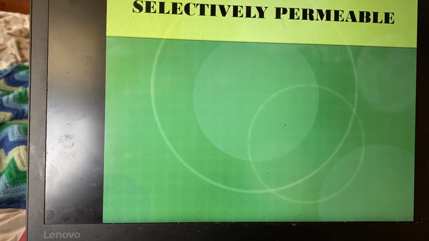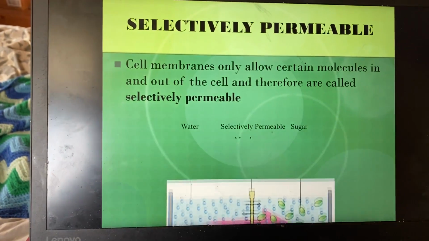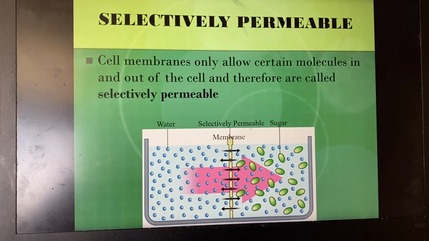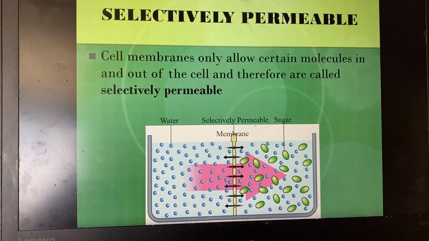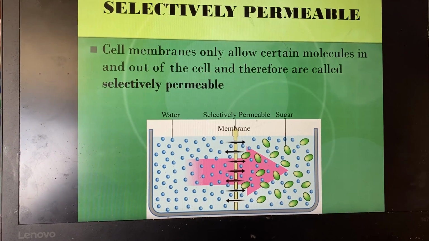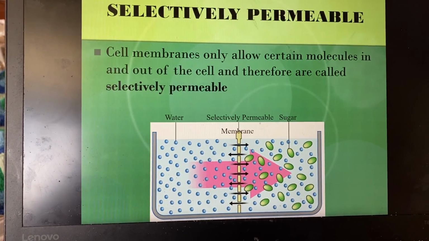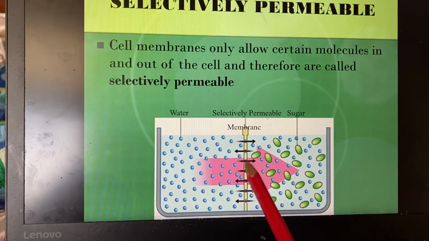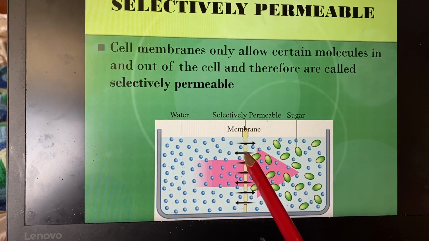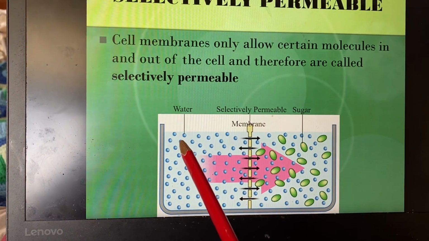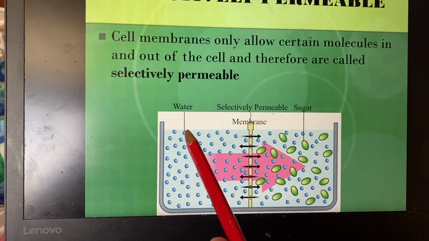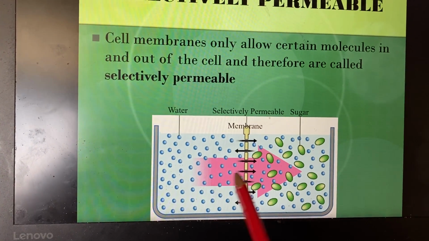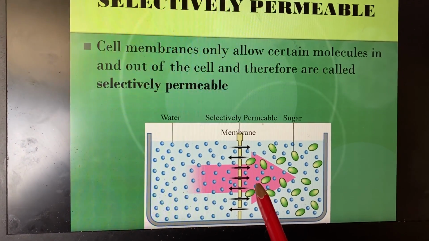Remember that cell membranes are selectively permeable, which means that they are selective about what they allow in and out of the membrane. So if you're selective, you choose what can come in and go out. So here's a membrane, and only certain things come in and out. In this example, the only thing that's allowed in and out is the water.